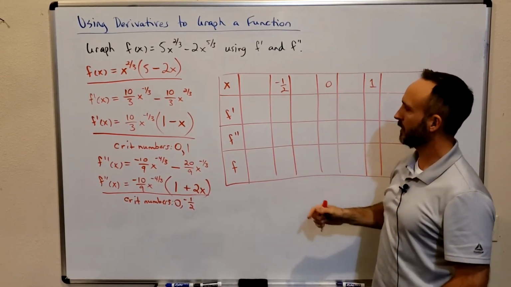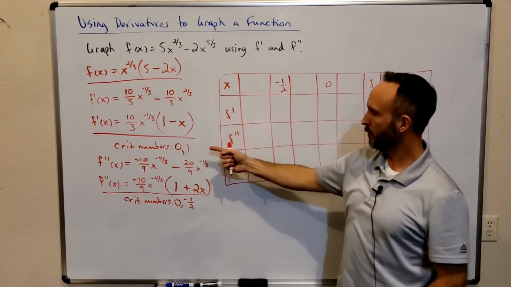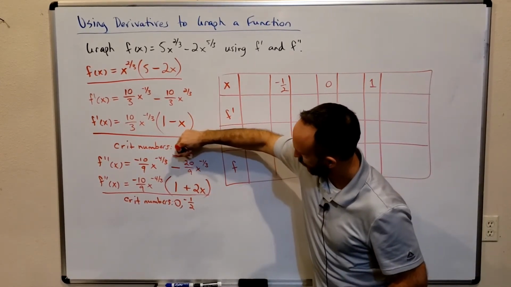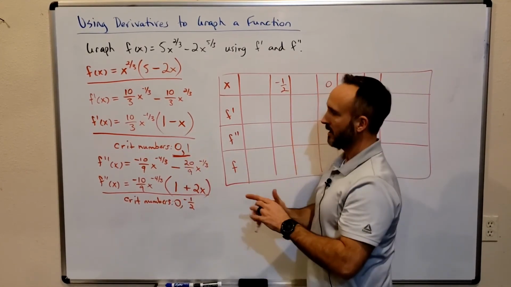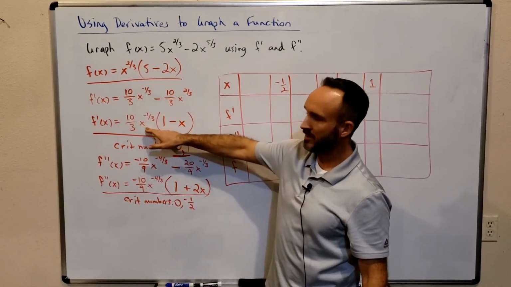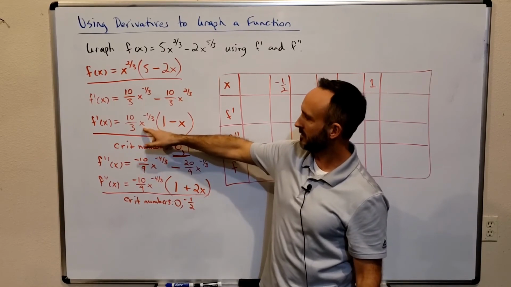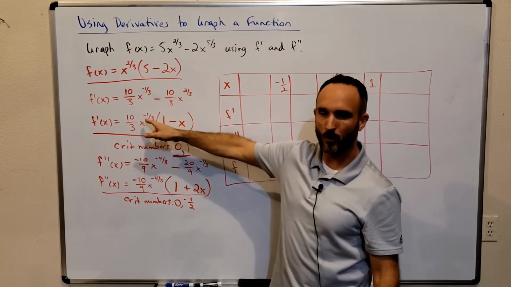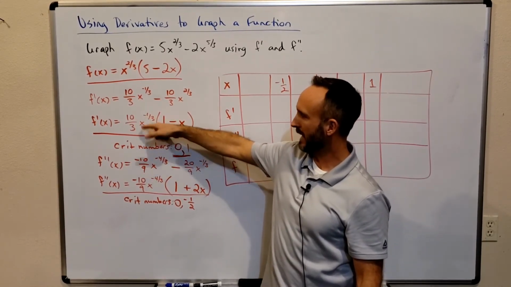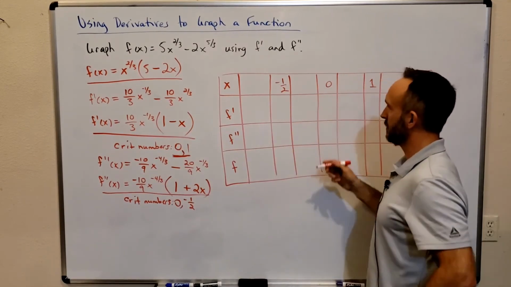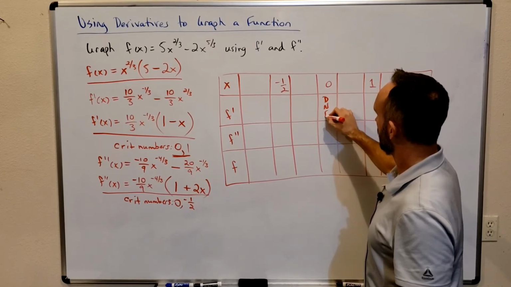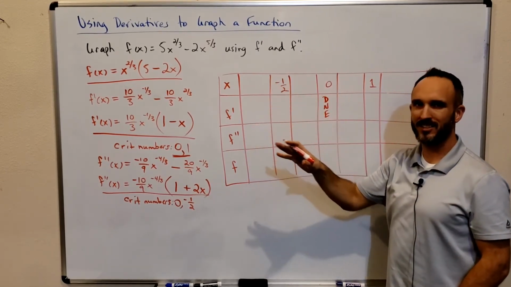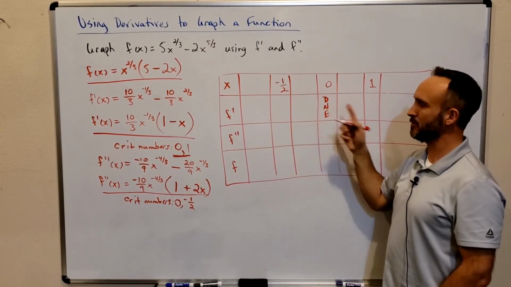All right, let's begin with f prime, whose critical numbers are 0 and 1. And at 0, f prime is undefined because remember we're dividing by x to the 1/3 power and we can't divide by 0. So at 0, f prime does not exist. So this function happens to not be differentiable at 0.